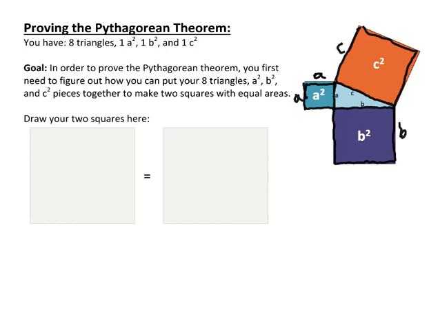I'd like to actually pause the video here. What your goal is going to be is to arrange those 8 triangles, the A squared piece, the B squared piece, and the C squared piece, into 2 squares, so you can divvy them up between the 2 squares. The key is your 2 squares have to have equal areas at the end of the day. So pause the video, try and figure that out yourself. Okay, hopefully you got something like this.